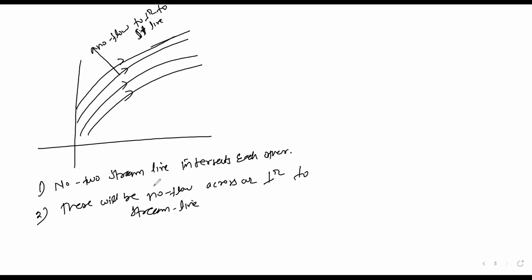So these are the properties and the equation of streamline and the definition we have described. Next, we will see the path line. The path line has a simple definition. It is the path traced by the fluid particle at different instants of time. It's called a path line.